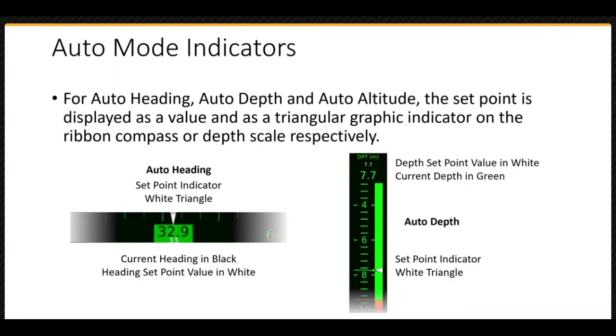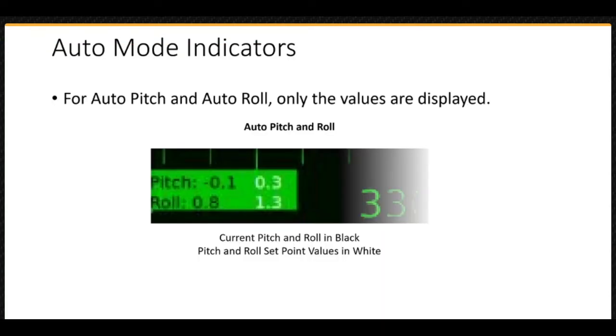Auto mode indicators. For auto heading, auto depth and auto altitude, the set point is displayed as a value and as a triangular graphic indicator on the ribbon compass or depth scale, respectively. Check the graphics below for an example of how this will be represented on the screen. For auto pitch and auto roll, only the values are displayed, as illustrated in the graphic below. You'll note that the current pitch and roll are displayed in black, while the pitch and roll set points are displayed in white.